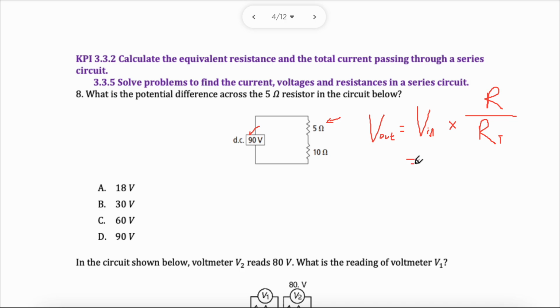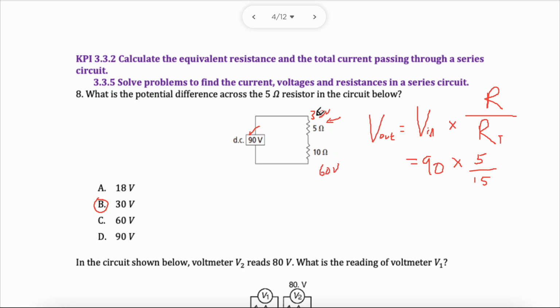And let's find out. 90 multiplied by R that I'm looking for is 5, divided by the R total, 10 plus 5 is 15. That's a third. 5 over 15. 90 times a third is directly 30 volts. And that means this has 30 volts, which makes sense, because this one will be 60 volts.